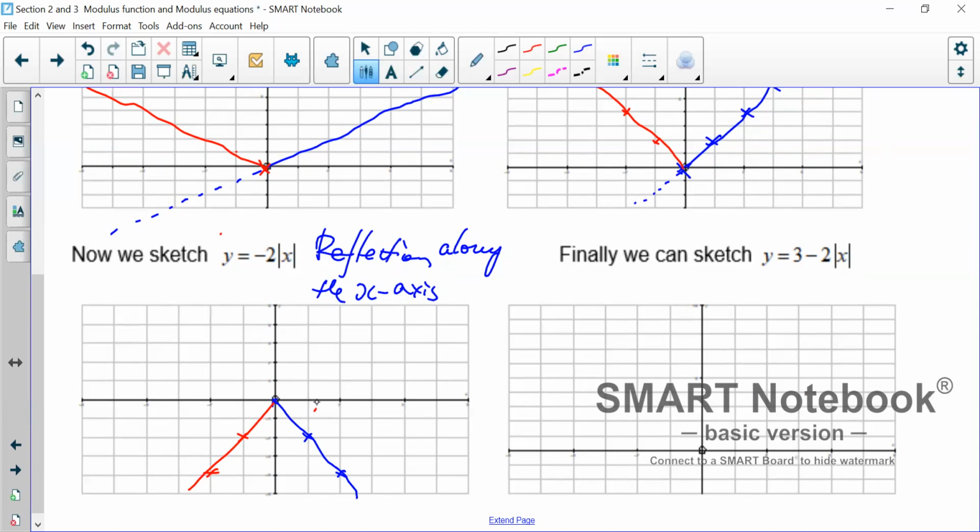Now, some people may say, oh, well, why would we have a modulus function for this one? The graph actually goes below the x-axis. That is simply because the negative sign is outside of your modulus symbol rather than inside.